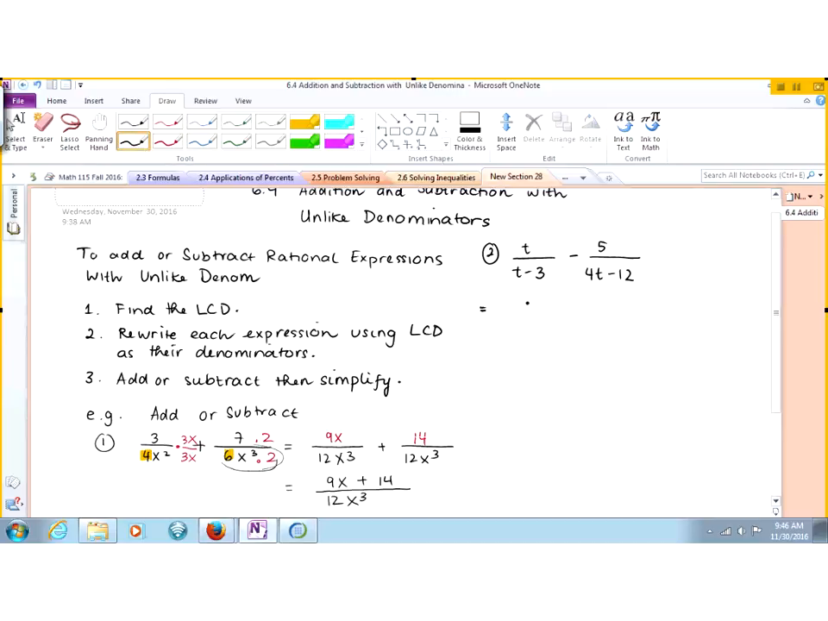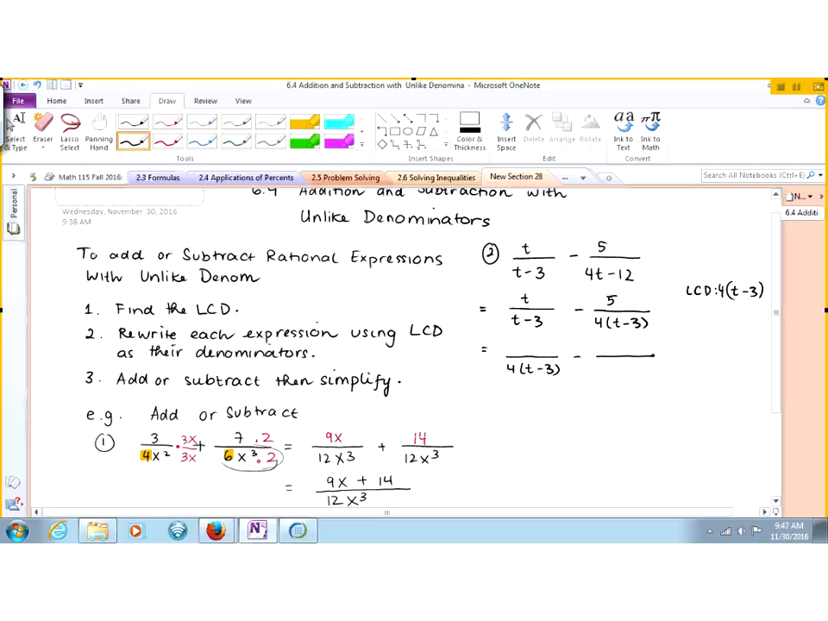What do you do? Factor first? Okay. T over (T minus 3) minus 5 over 4 times (T minus 3). Okay, tell me what is the LCD? Yes, T minus 3, right? And what other factor do I have? 4. What is the highest exponent for each? 1. So that's it. It's just 4 times (T minus 3). The highest exponent for 4 is 1, and for T minus 3 it's just 1.